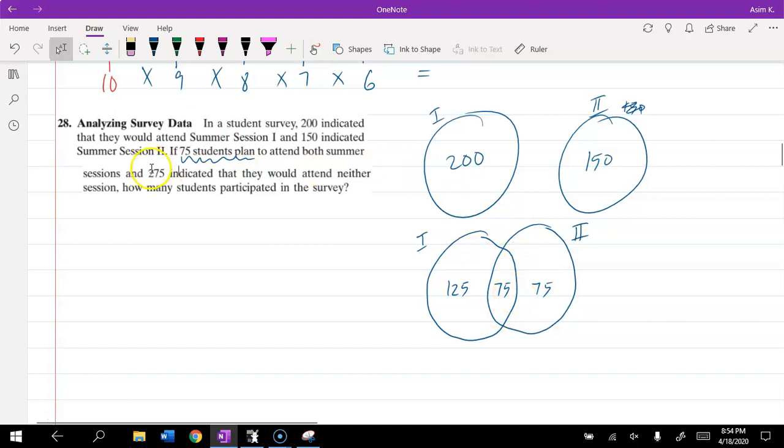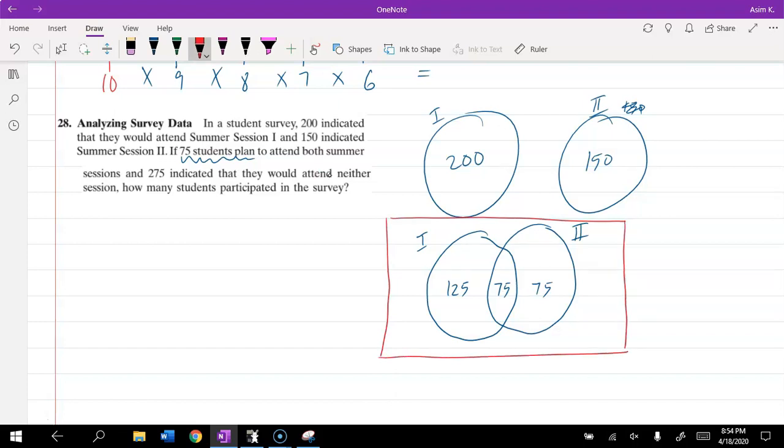Now, it continues, and it says 275 indicated that they would attend neither session. Now, here is the thing. They don't want to go. This is why I started with the example that I did in the beginning, sorry. There's 275 people who don't want to be in either one of these sessions. Where do we put them? They are still part of this survey, but they just don't want to be in either one of those sessions. So we put those 275 outside of those 2 bubbles, right? And we're not going to give them their own bubble. We're just going to say they're not within that bubble right there. So you're not going to find those 275 people sitting in either one of those rooms, right? You're going to find 75 people who sat in room 1 and also are going to sit in room 2.